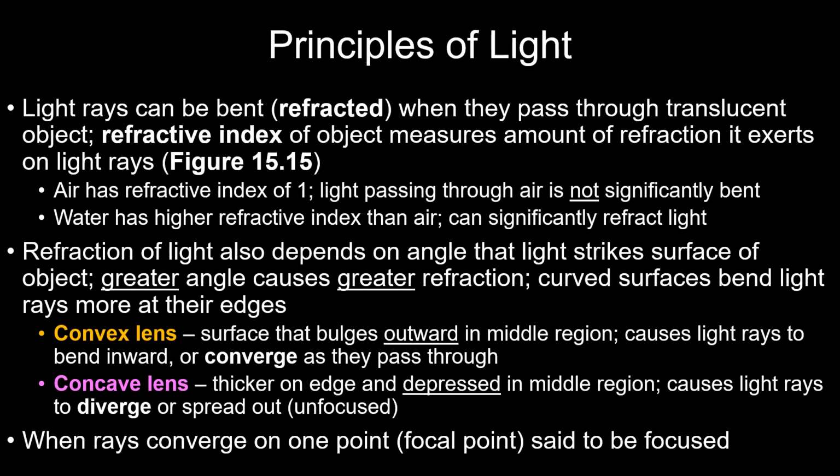Now, rays of light actually bend in a process called refraction. They bend when they pass through certain translucent objects, and the amount of refraction that an object will provide is called its refractive index. Air typically has a refractive index of 1.0, meaning that light passing through the air is not significantly bent. If something has a refractive index higher than that, like water, light is refracted.